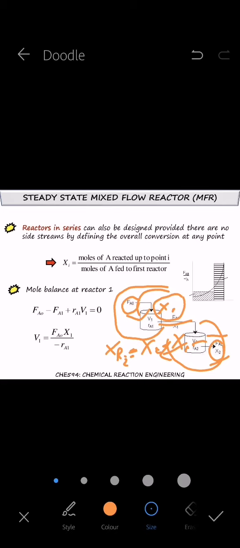So we assume that this CSTR is at steady state and it is well mixed. So in, which is FA0, minus out, which is FA1, that is out from the first reactor, and then the generation is RA1 V1 and accumulation is 0. Okay, so bila you rearrange and you tukarkan dalam bentuk conversion, you akan dapat this equation.